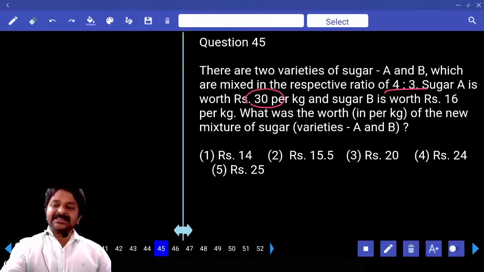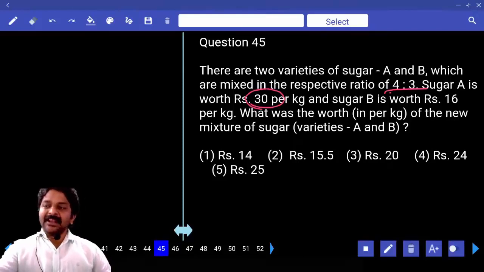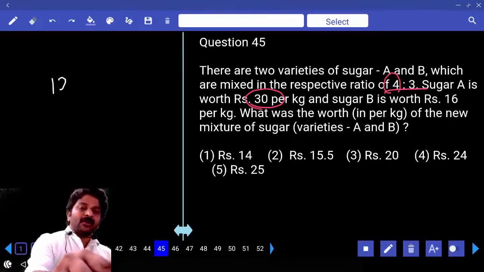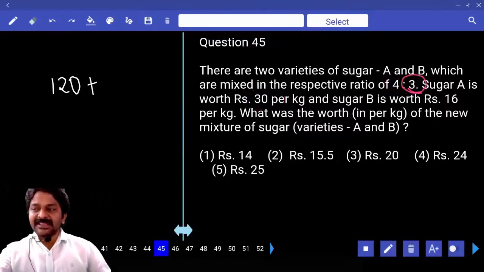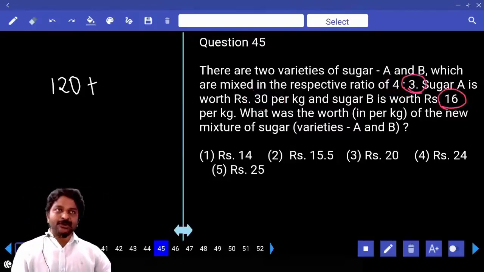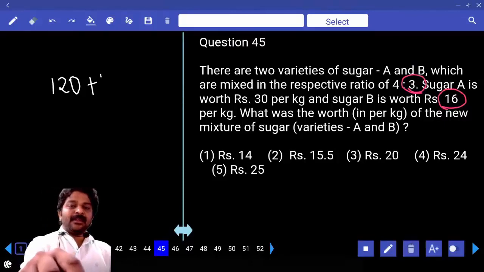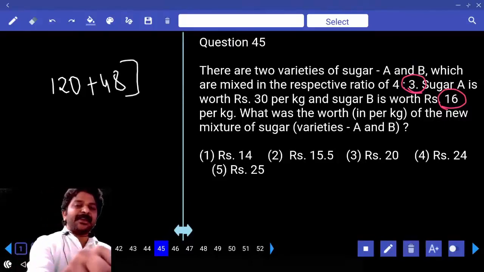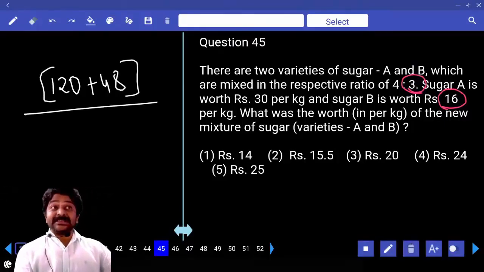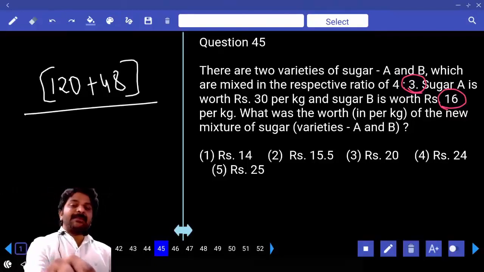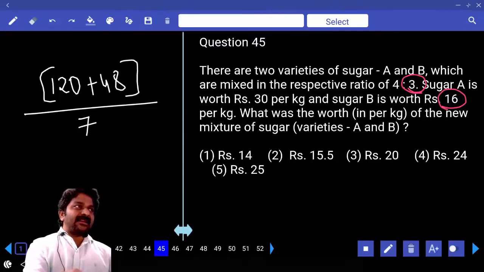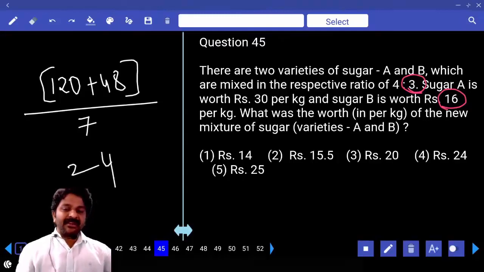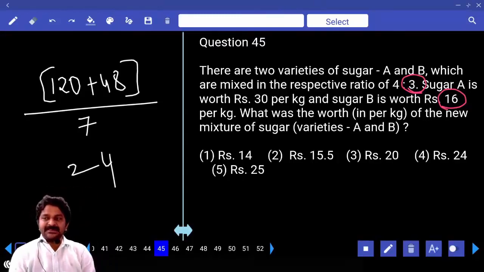First variety price is 30 rupees per kg. Like that 4 kgs we have. 120 rupees is the cost, correct? Second variety 3 kgs we have and 16 rupees price. 16 3s 48. This is total cost price of how many kgs? 7 kgs. Then per kg it is divided by 7. 168 by 7. 7 2s, 7 4s. 24 rupees. Fourth option.